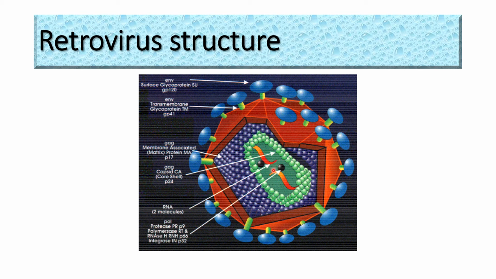You can see 2 single-stranded RNA, and also pol or protease PR, P9 or polymerase reverse transcriptase, RNA integrase, for example P32. This is the basic structure of retrovirus.